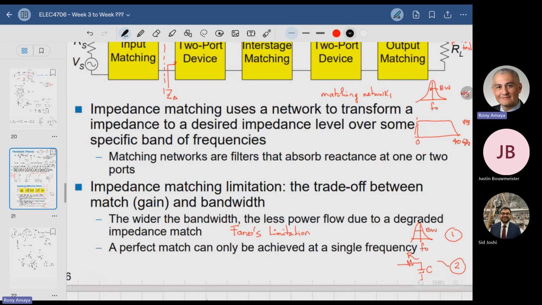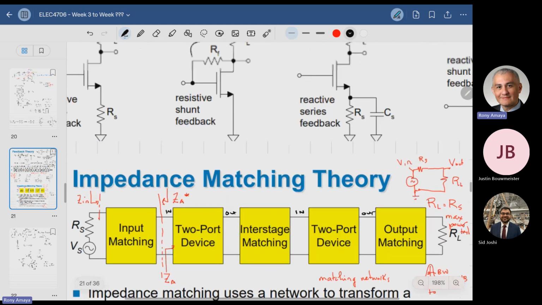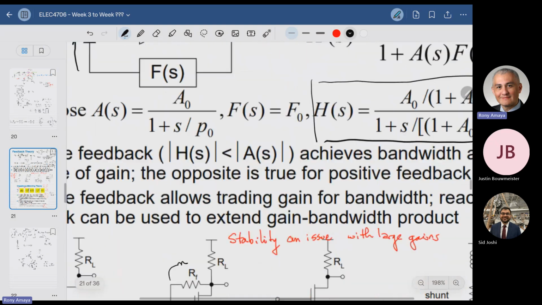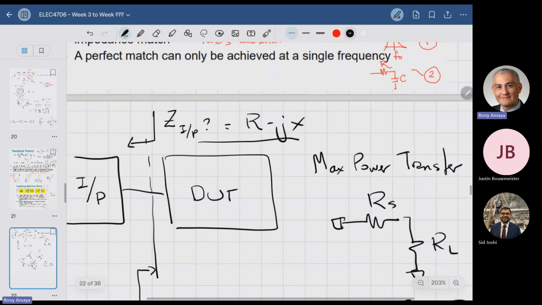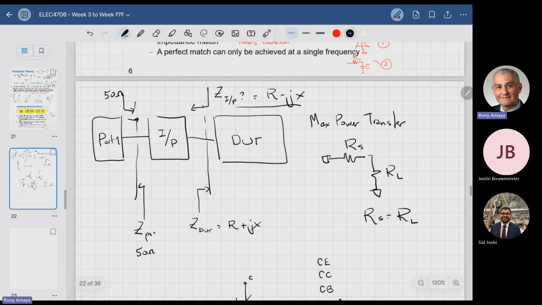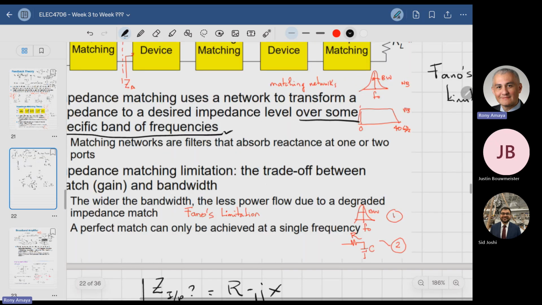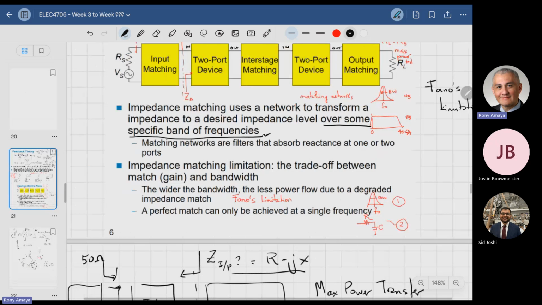So impedance matching uses a network to transform an impedance to a desired impedance level over some specific bands of frequency. This is extremely important. Over some specific bands of frequencies, right? Matching networks are effectively filters that absorb the reactance in one of the ports. And the reason why is why we talk about conjugate matching. Because if you conjugate match, make it look like the negative of the reactance, that would cancel out. So effectively that's what we're trying to achieve here, right? We're trying to absorb the reactance of one of the ports.